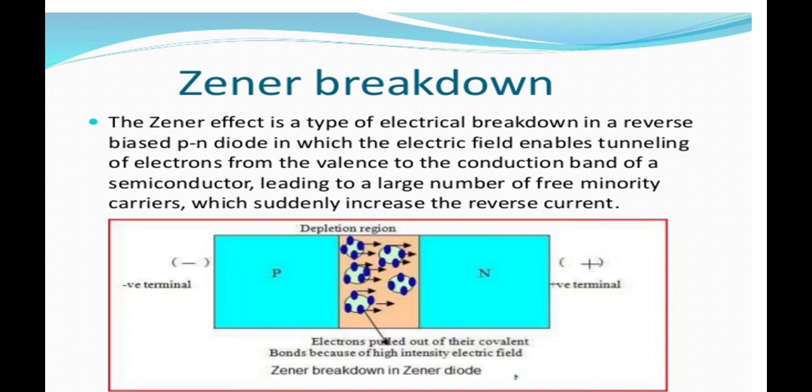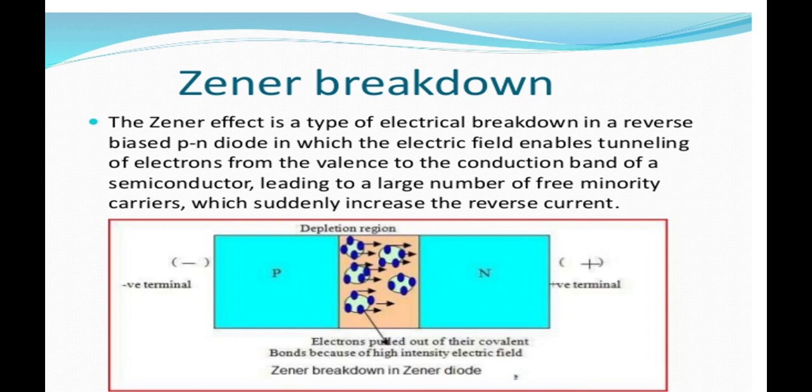The Zener effect is a type of electrical breakdown in a reverse biased PN junction diode, in which the electric field enables tunneling. That is the theory. In the PN junction diode, p-type material and n-type material are used. In the Zener also the same, but the connection is reverse. The positive terminal is connected to the n-type material and the negative terminal is connected to the p-type material.